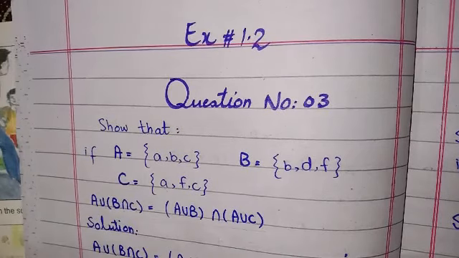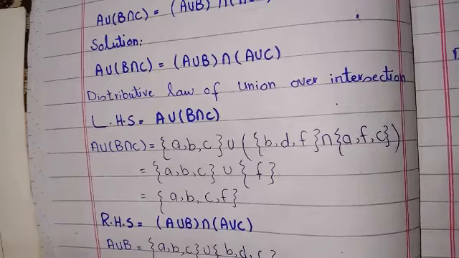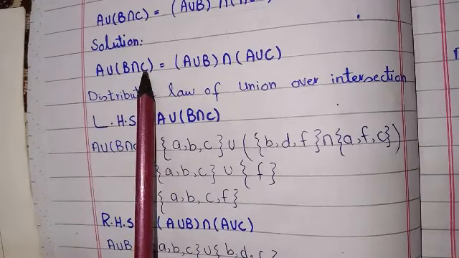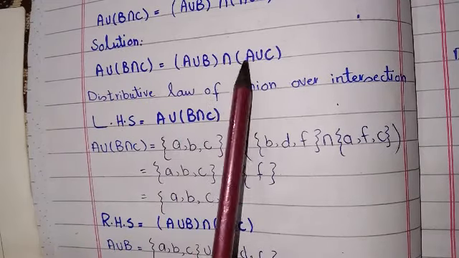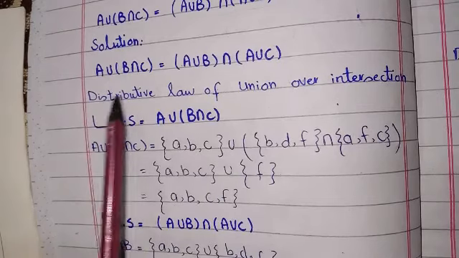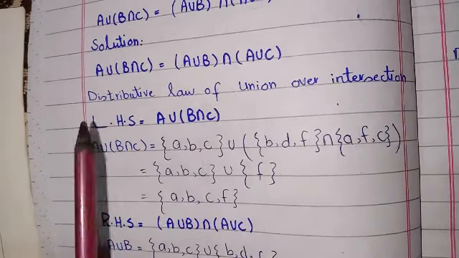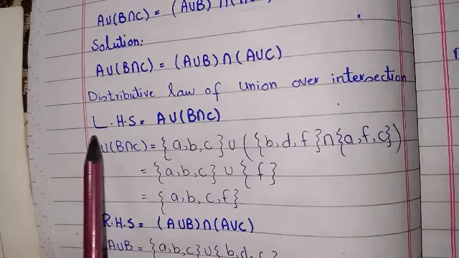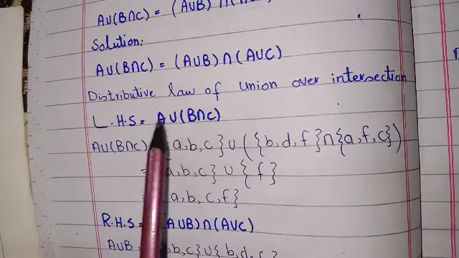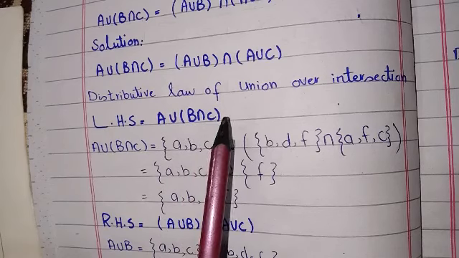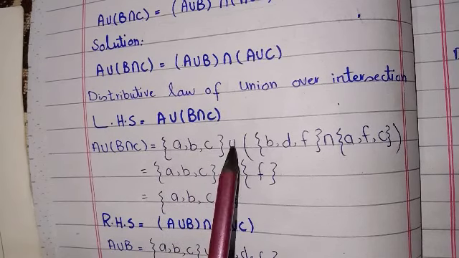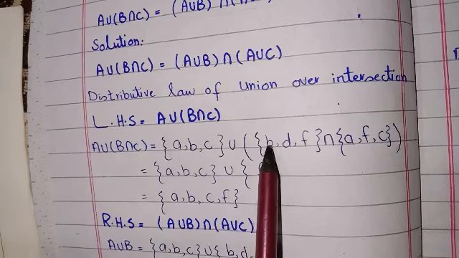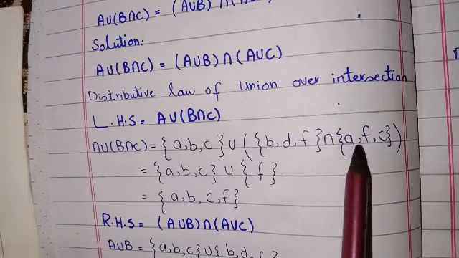Now students, let's move towards our solution. Firstly we will write the law A union (B intersection C) is equal to (A union B) intersection (A union C). This is our distributive law of union over intersection. Now students, we verify by using our left hand side first. Left hand side is equal to A union (B intersection C). We will write set A, then union, then within bracket we will write set B, which contains elements B, D, F, and in set C we have A, F, C.